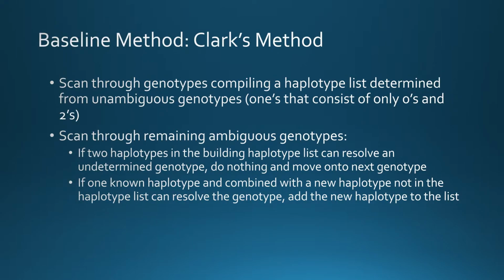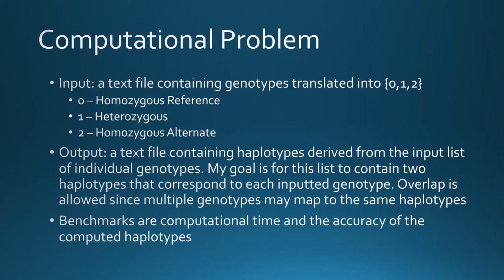The baseline method is based on Clark's method, as I mentioned earlier in the presentation, and this is a breakdown of how Clark's method works. First, you scan through the genotypes and compile a list of haplotypes that we determine from the unambiguous genotypes. For my testing purposes and my algorithm, those unambiguous genotypes are the ones that consist of only zeros or only twos, which are homozygous reference and homozygous alternate.